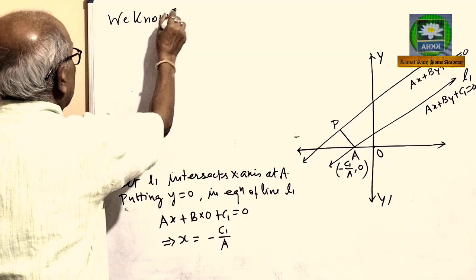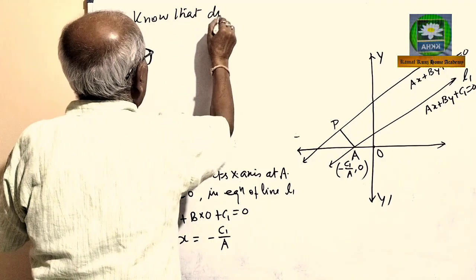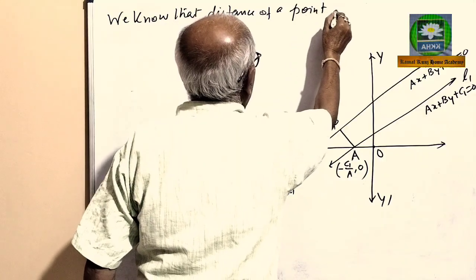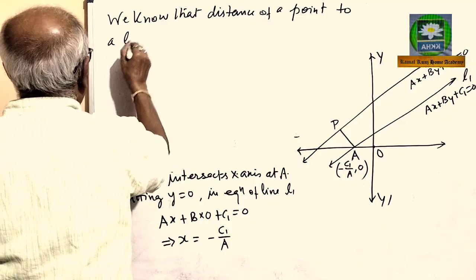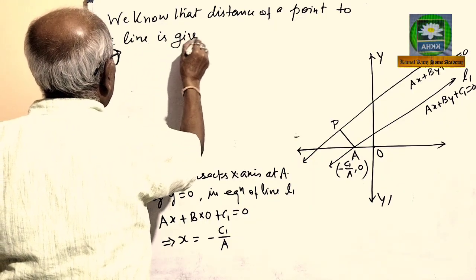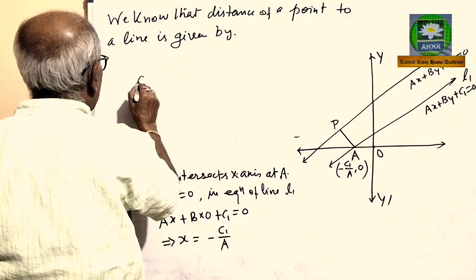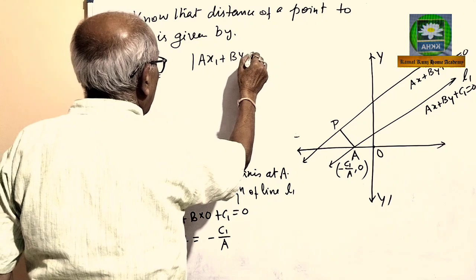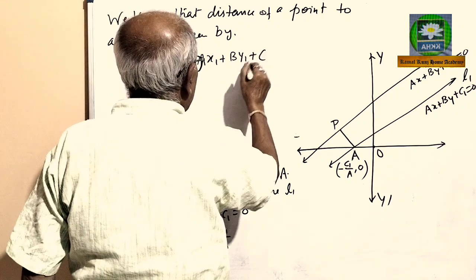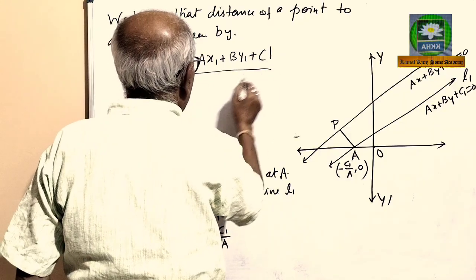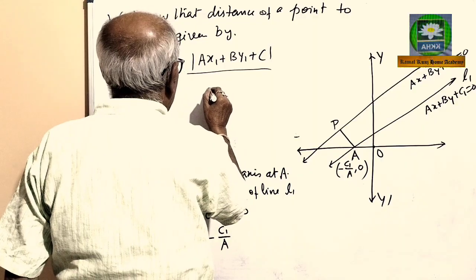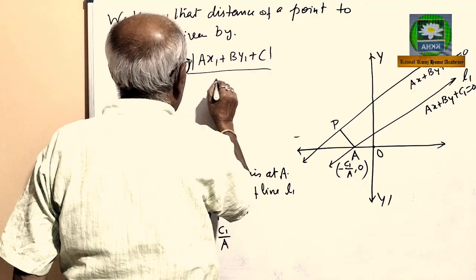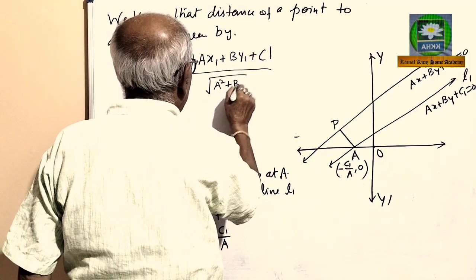we know that the distance of a point to a line is given by d equal to ax1 plus by1 plus c, divided by under root a square plus b square.